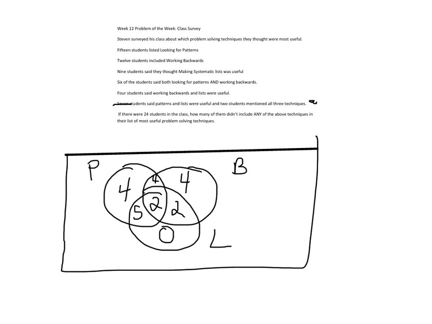Now, how many students do we have altogether so far? Well, we've got 3 4s up there is 12, plus 5 is 17, plus 2 is 21. So we've accounted for 21 of our 24 students, and so there must be 3 students out here who didn't list patterns or working backwards or lists as one of their most useful problem-solving techniques. And so finally, that's the answer to our question. There were 3 who didn't include any of the above techniques in the list of most useful problem-solving techniques.